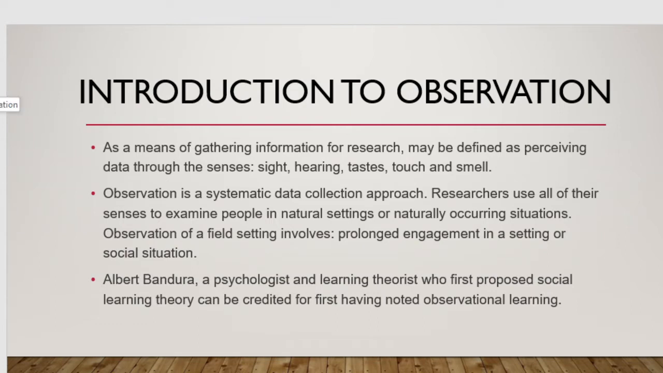Introduction to observation. So what is observation? As a means of gathering information for research, it may be defined as perceiving data through the senses like sight, hearing, taste, touch and smell. Observation is a systematic data collection approach. Researchers use all of their senses to examine people in natural settings or naturally occurring situations. Observation of a field setting involves prolonged engagement in a setting or social situation.